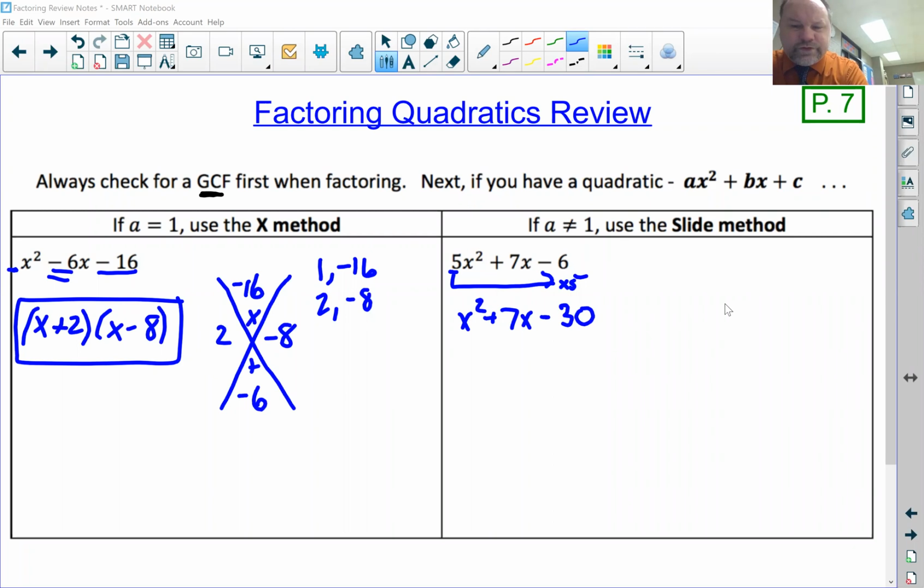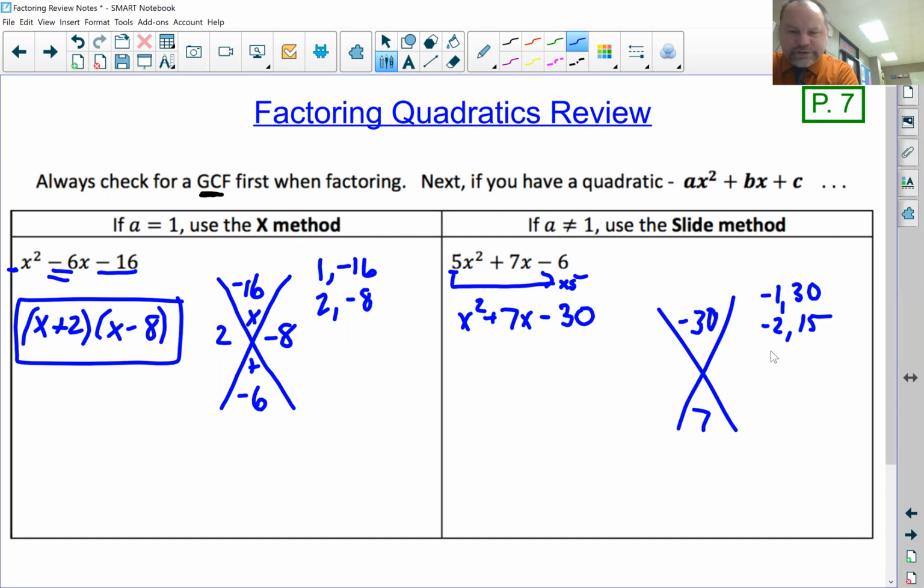So now we're going to look for two numbers that multiply to negative 30 and add to positive 7. So again, multiply to a negative. So we have to have one positive and one negative factor, but it adds to a positive. So the positive factor has to be larger this time. So again, starting with negative 1 and 30, that doesn't add to 7. Negative 2 and 15, that doesn't add to 7. Negative 3 and 10, that does add to 7.